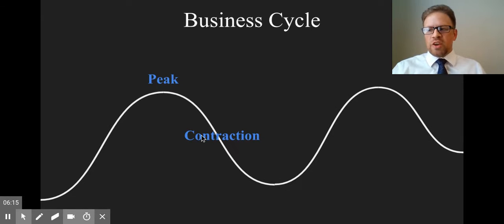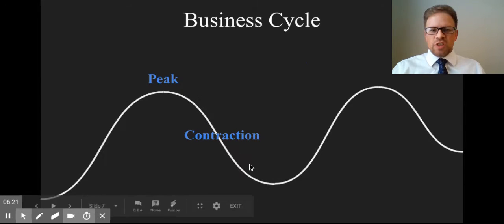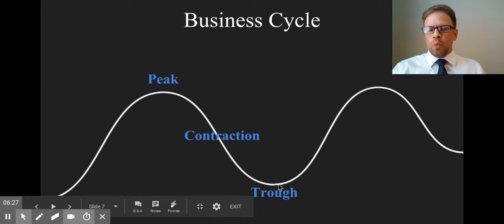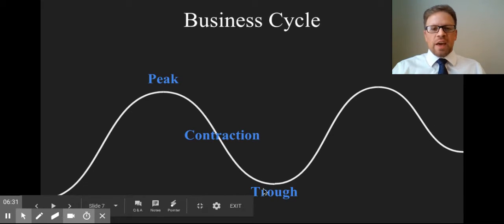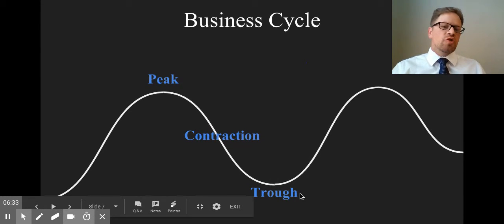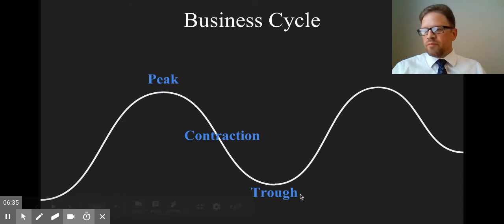When you have contraction, this means real GDP begins to decline and business activity starts to actually slow down. And things continue to slow down until they hit the trough, which is the lowest point in the business cycle where real GDP actually stops declining. So once you hit the trough, you can't get worse than the trough.